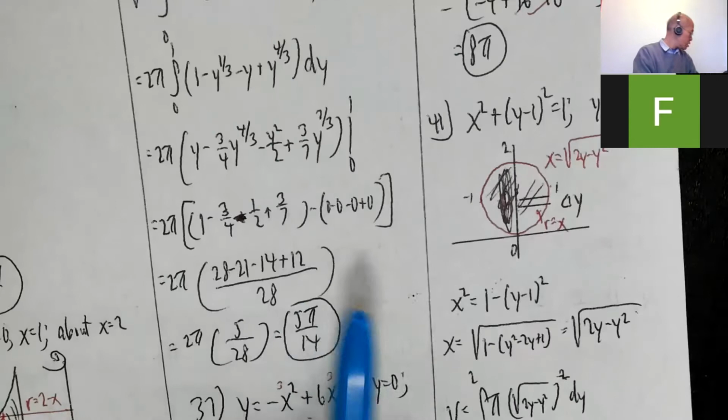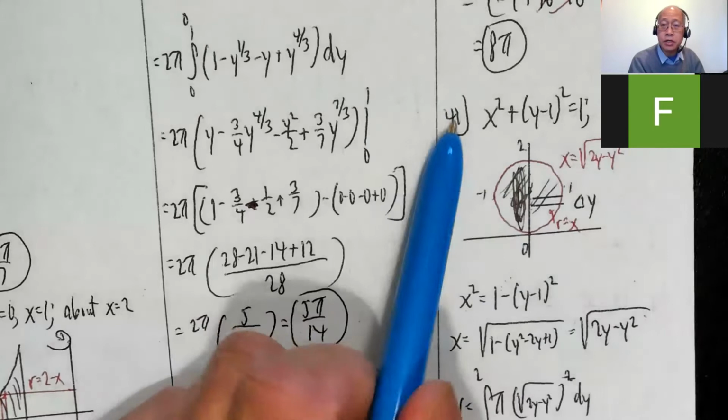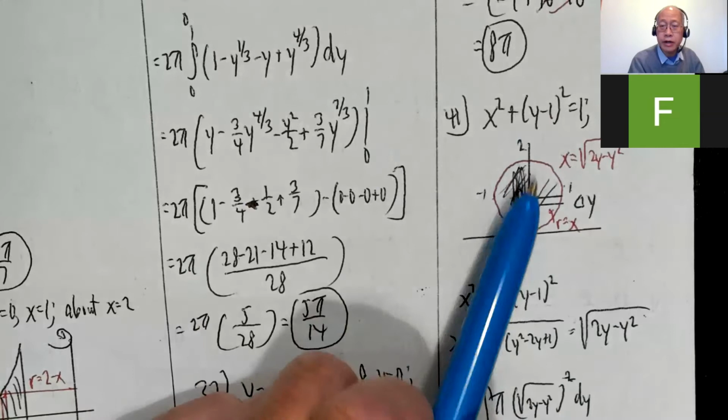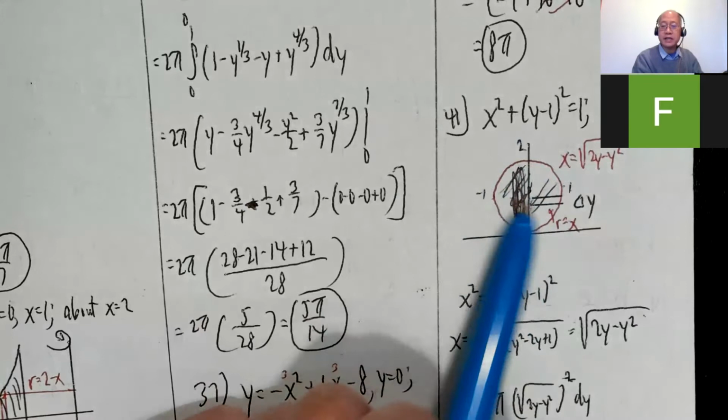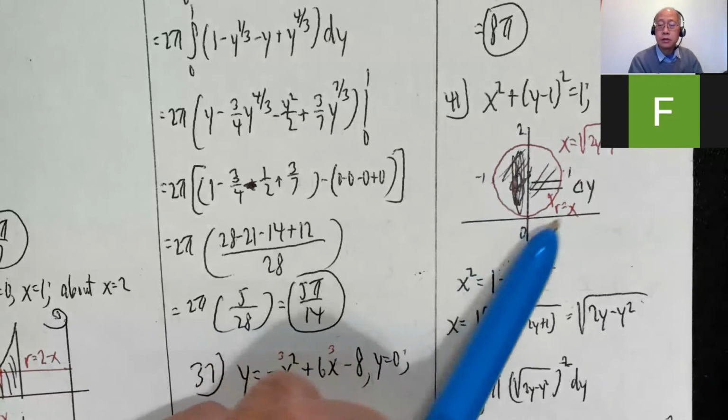Okay, 41 says x squared plus y minus 1 squared equals 1, spin about the y-axis. This is a circle, you might recall, centered at 0, 1, and a radius of 1. That's what it looks like. And you spin it about the y-axis. If I take this thing and spin it about the y-axis, it generates a sphere, does it not? So I get a sphere.